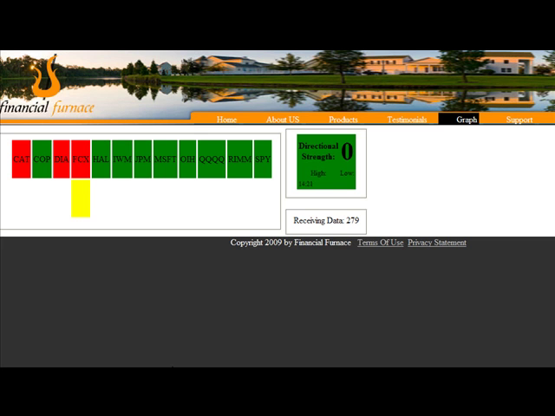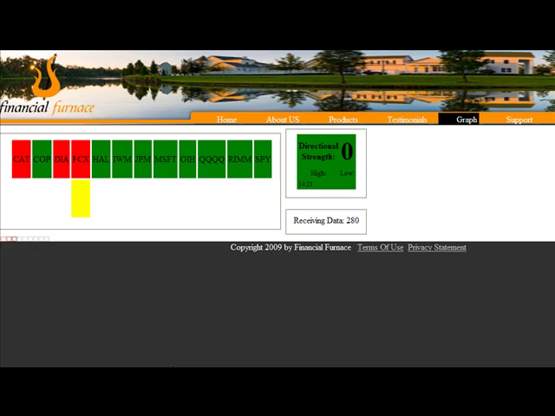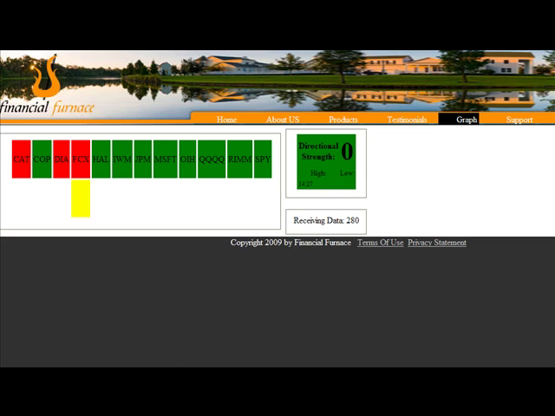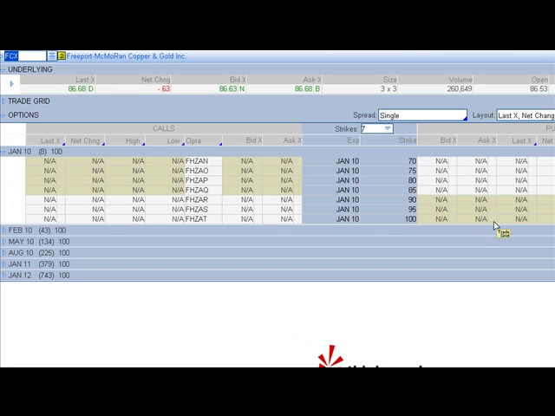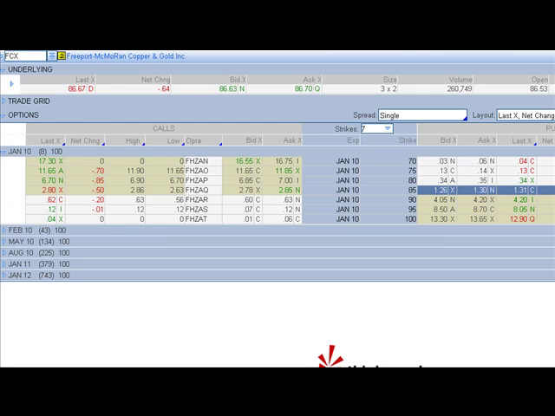FCX is coming down. FCX down, all down today. Not getting any indication on the directional strength yet. FCX puts 126, 130. 126, 130, and that's for the 85 strike.